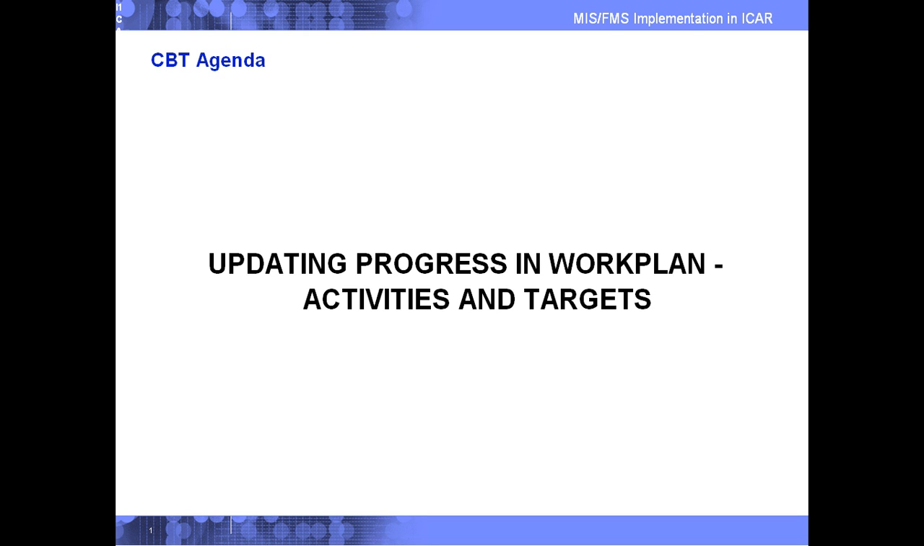After RPP1 creation and approval, users, that is team members like PIs and co-PIs, would generally update their progress against the activities and targets against which they are marked as the scientist responsible. So this is an activity which is also shown in RPP2 and RPP3 report outputs, and in this CBT we will learn how to do this in the system.